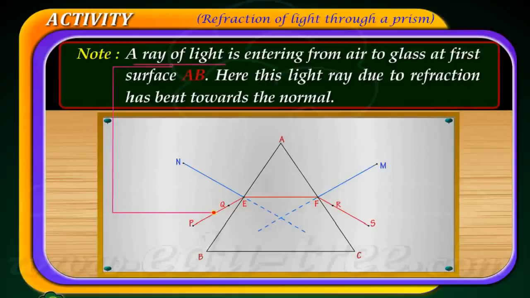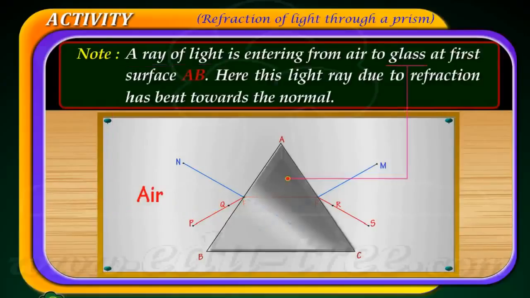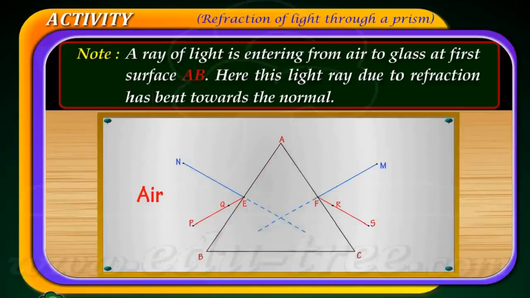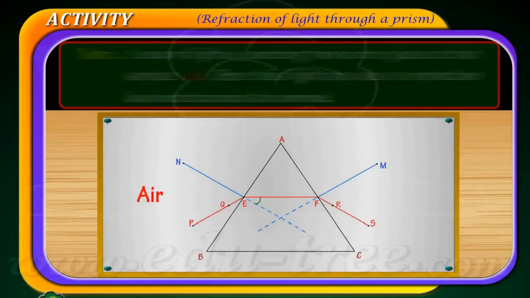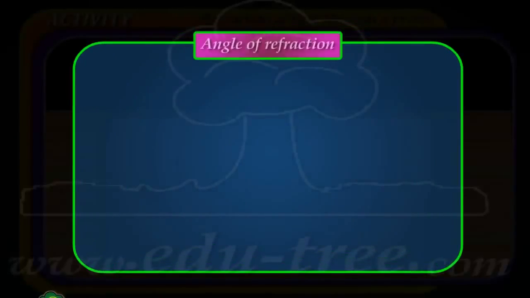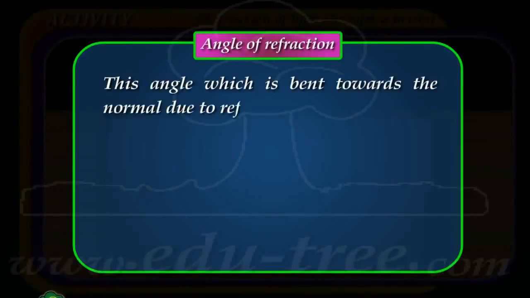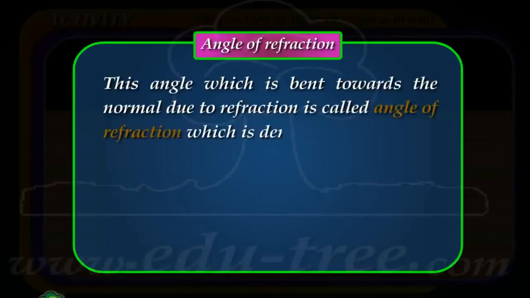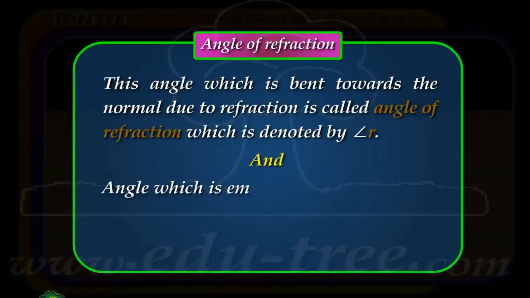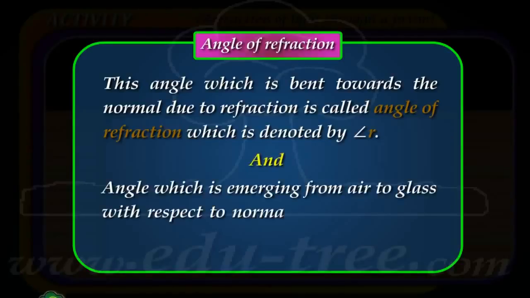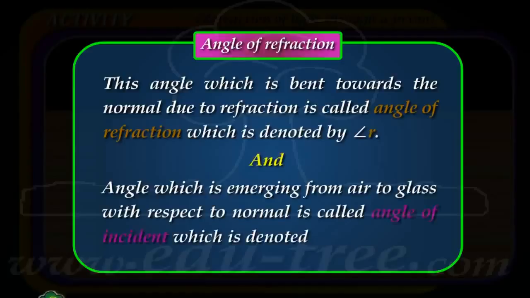Note: a ray of light is entering from air to glass at the first surface AB. Here, this light ray, due to refraction, has bent towards the normal. This angle, which is bent towards the normal due to refraction, is called the angle of refraction, which is denoted by angle R. And the angle of the ray incident from air to glass with respect to the normal is called the angle of incidence, which is denoted by angle I.